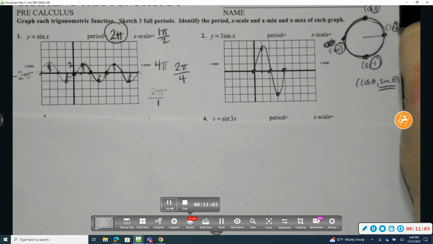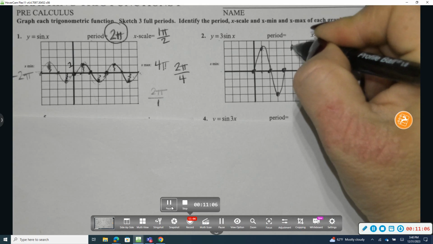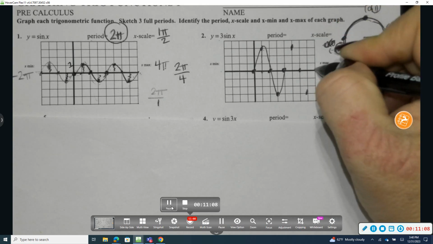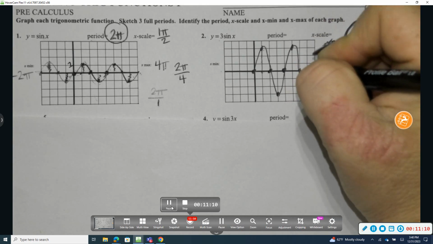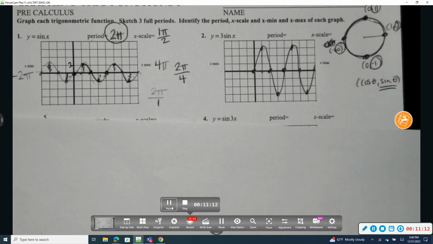Let's do the cycle again. So I'm at 0. I'm going to go up 3, back to 0, down 3, back to 0. So we have this wave function. So I've done 2 cycles to the right.